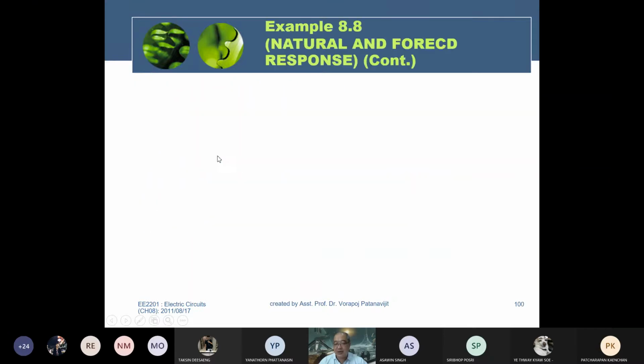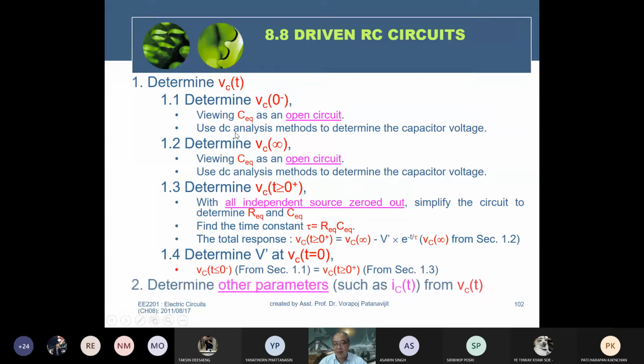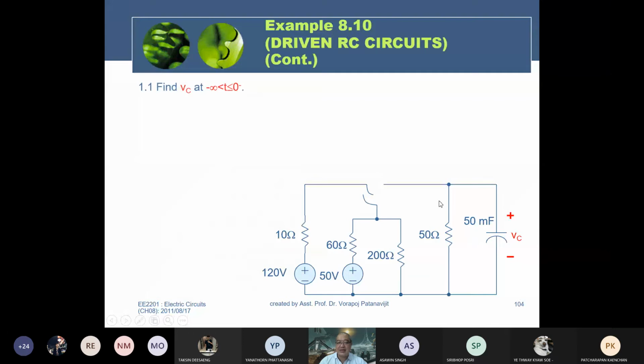You have 4 steps to solve it, which I showed you previously: 1.1, 1.2, 1.3, 1.4. Now, to give you a better understanding, we start with 1.1 for the real case. We determine the capacitor voltage for time less than 0.